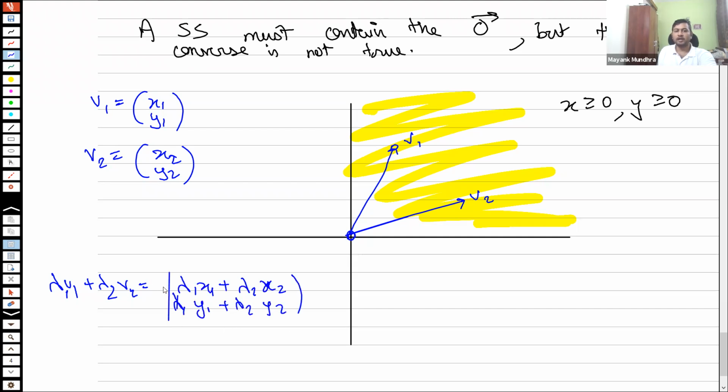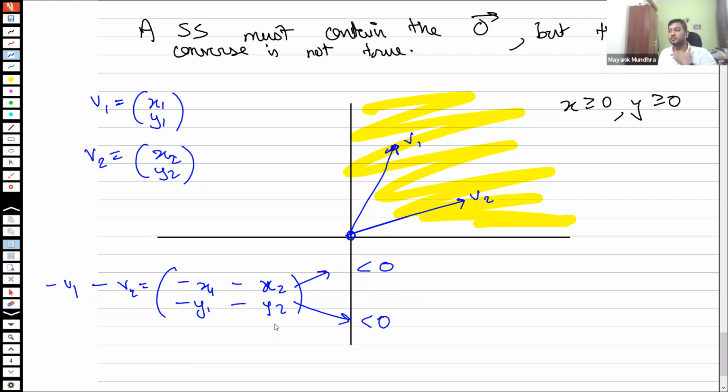Now for lambdas negative, both these quantities can be negative if lambda i is less than 0. So if both lambdas are negative, I could have the linear combination of these 2 vectors as negative. So just take lambda 1 equals to -1. So what this becomes is minus v1 minus v2. You can take any value to disprove if something is a subspace or not. So these 2 quantities become strictly negative.